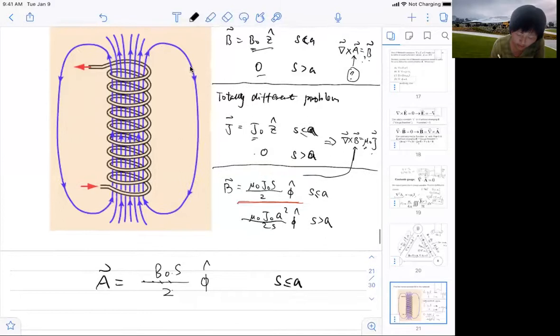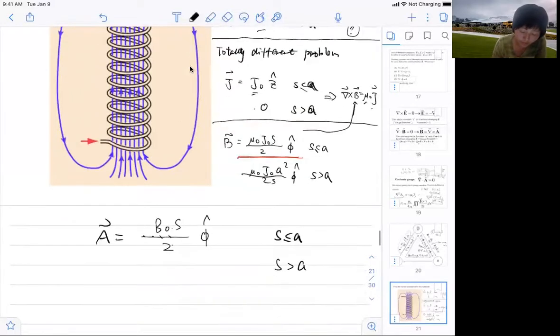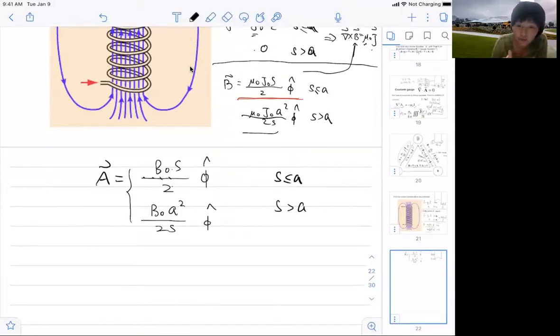Excellent. Now outside, mu naught is gone. J naught becomes B naught. A squared is still A squared over 2S. That's it. You can say, I've solved the problem. There you go. That's the answer, and that's perfectly fine. If you want, you can replace this with mu naught and I, and that's your final result.